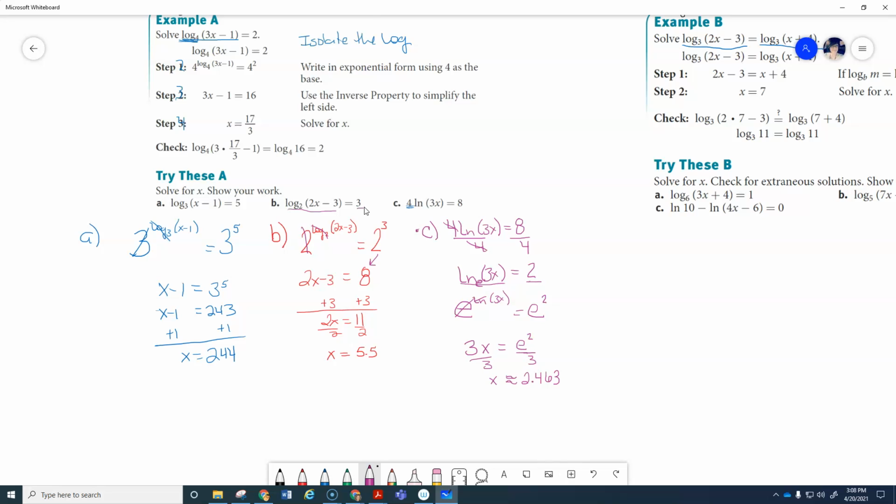I typed this in the Desmos app on my phone. Because remember, e is a number just like pi. Pi is a little bit bigger than 3, 3.14. e is a little bit smaller than 3. I think it's 2.78-ish, something like that. So your answers should match mine.